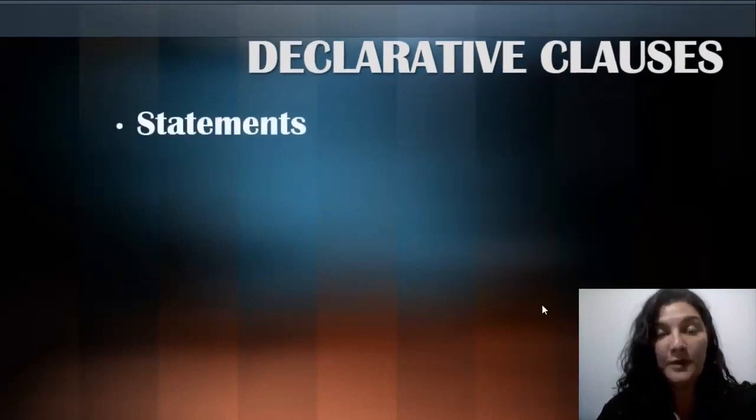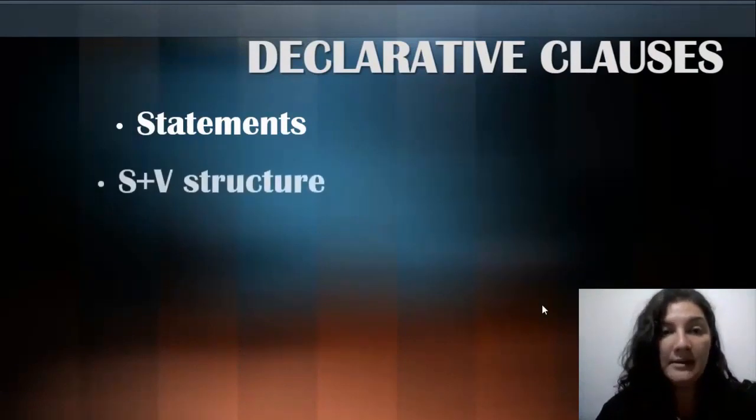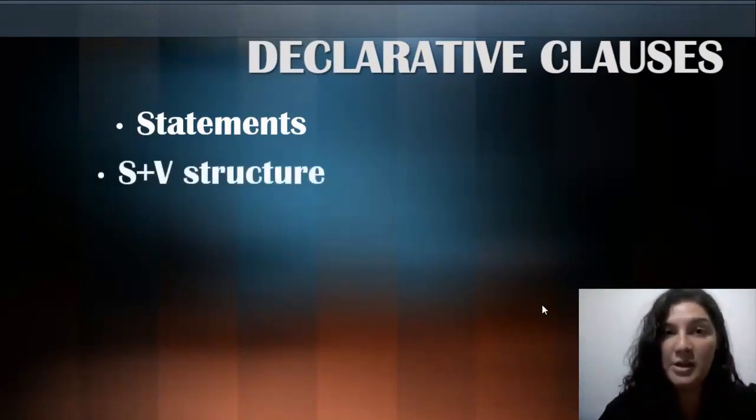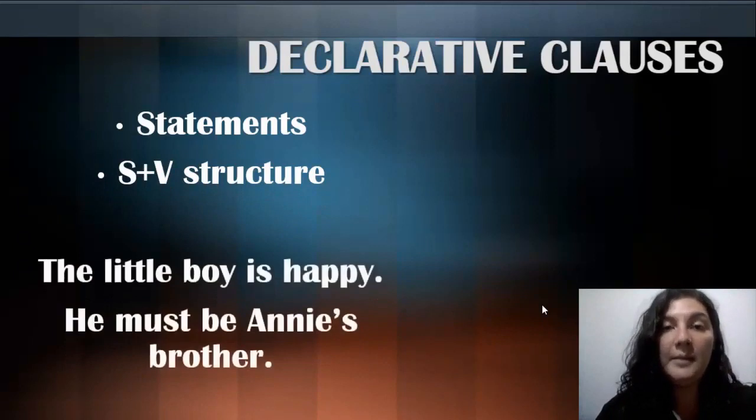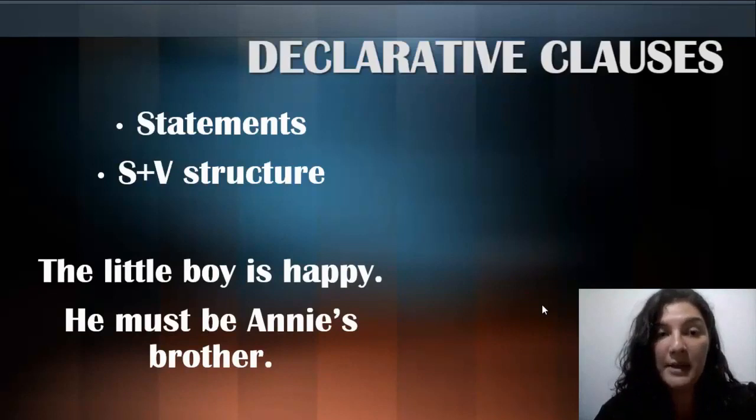As we said before, declarative clauses convey information in the form of statements. As regards the structure, declarative clauses are composed of a subject and after that a verb. Here we have two examples. The little boy is happy and he must be Annie's brother. In the first example, we can see a subject, which is the little boy, and a verb that is conjugated in present tense and is giving us information related to the state of being of the subject.